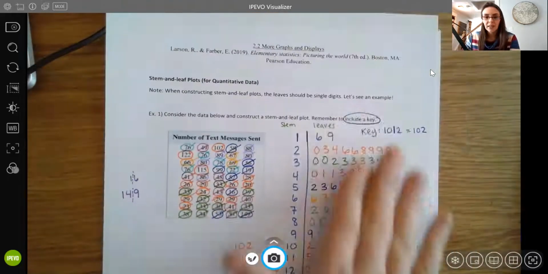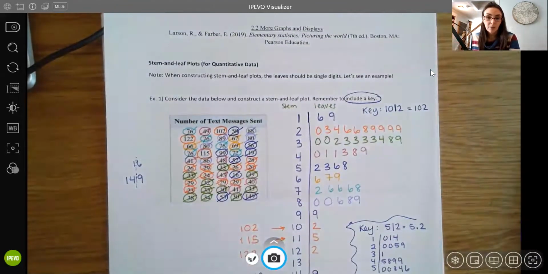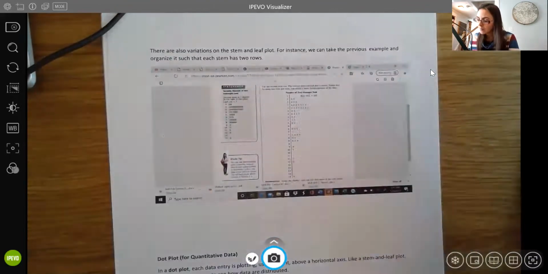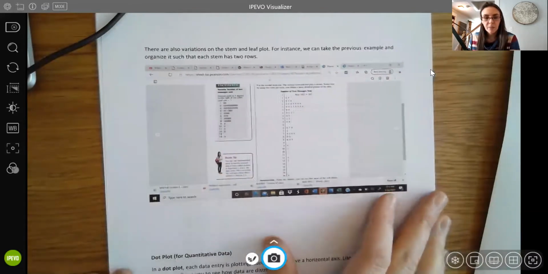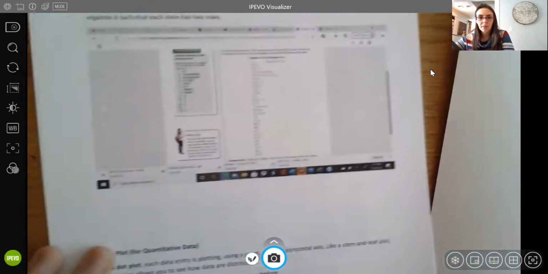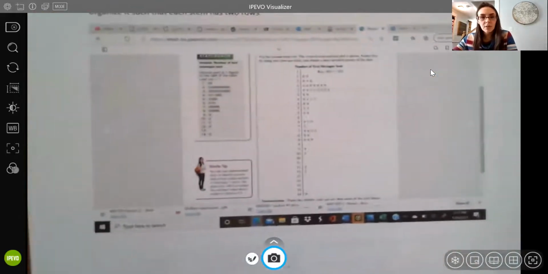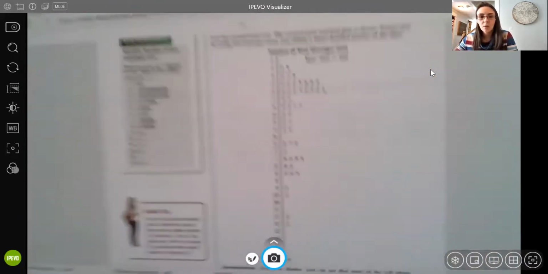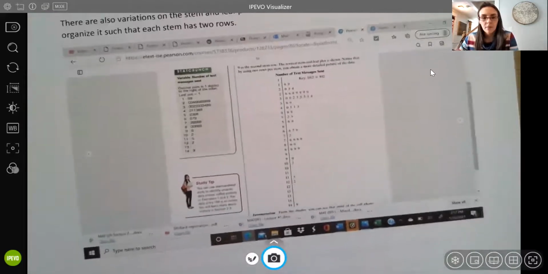So these are nice too, because we can see patterns really quickly, just like we can with histograms. You can also tweak this stem and leaf plot. I know this is a little hard to see. This is in your text. I had a hard time copying this picture in. So let me just zoom in a little bit here.